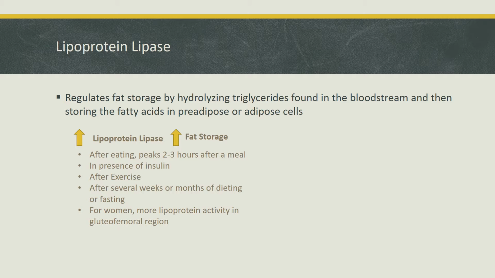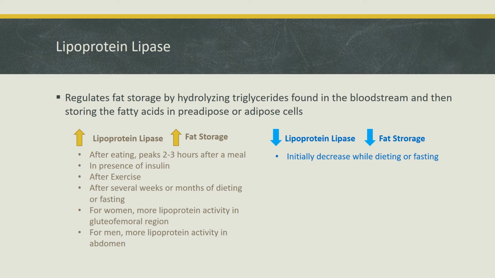As we know from looking around, women tend to store more fat in their gluteofemoral region, while men tend to store more fat in their abdominal region. One reason for this is that lipoprotein lipase is more abundant in the gluteofemoral region in women and in the abdominal region for men. As lipoprotein lipase levels decrease, fat storage also decreases.